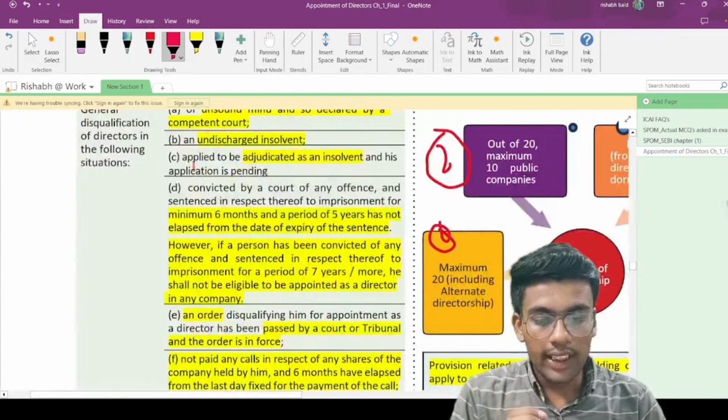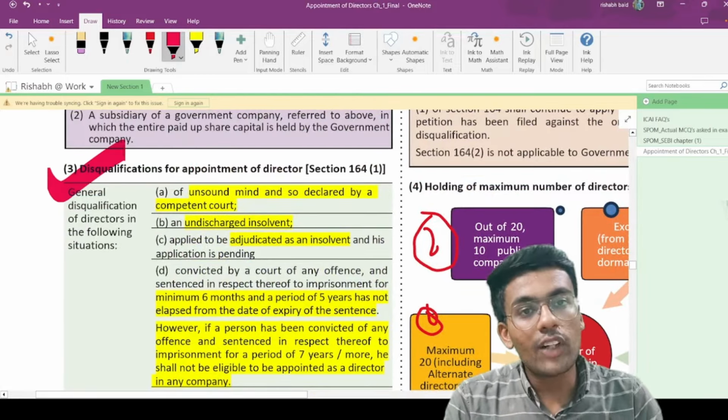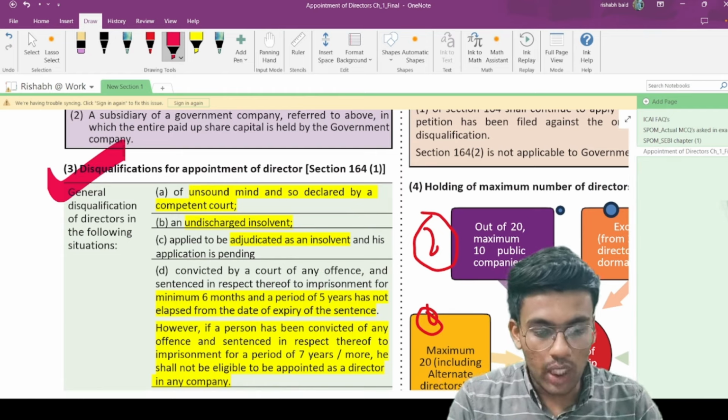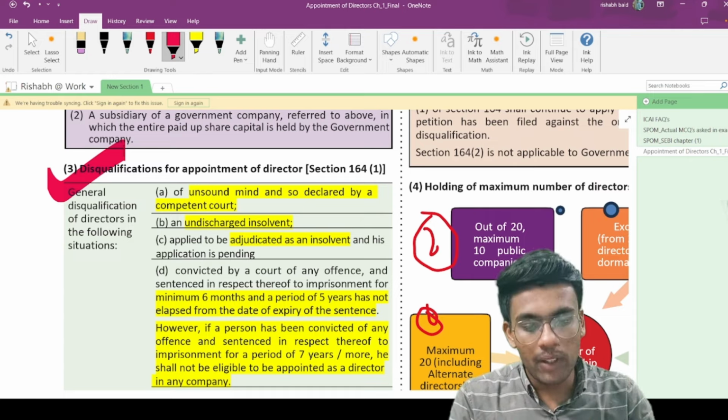Now, moving on to the next provisions, disqualification for appointment of directors. Who is disqualified to be appointed as a director? I have highlighted the most important parts over here. Kindly read it yourself. Once you read it, you will be able to easily understand.